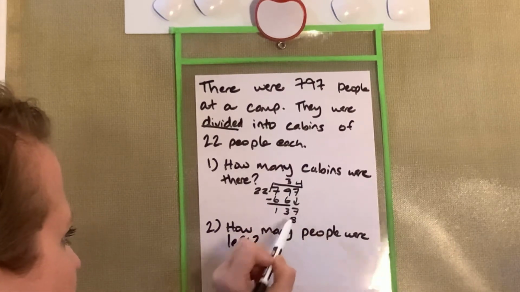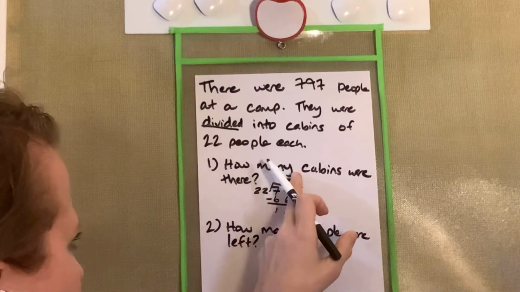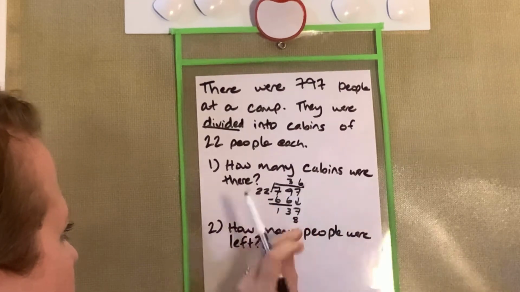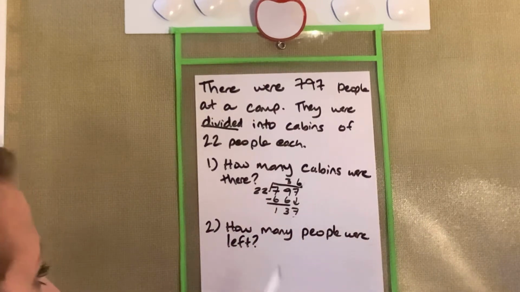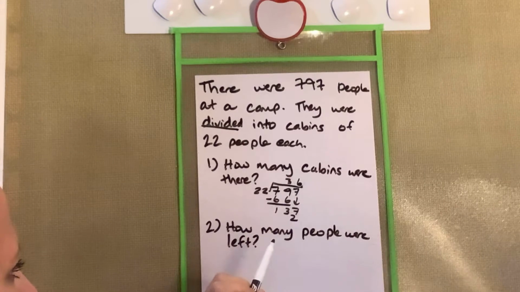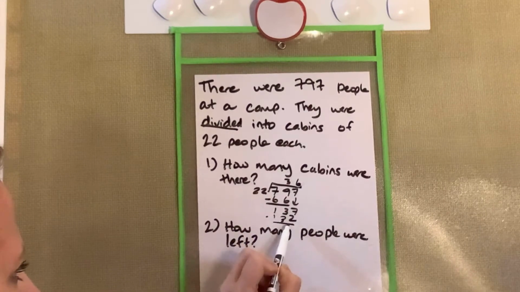4 times 2 is 8. Oh, I'm way off. I'm at 6 times. Yikes. Hopefully you were on the other end saying, not 4. What is she talking about? Okay. 6 times 2 is 12. Carry the 1. 6 times 2 is 12, plus 1 is 13. And we subtract with a remainder of 5.